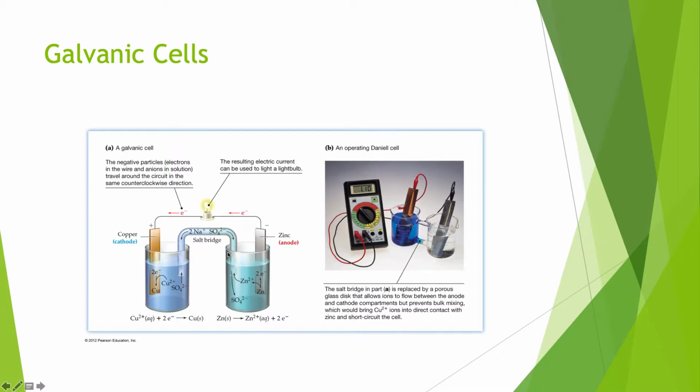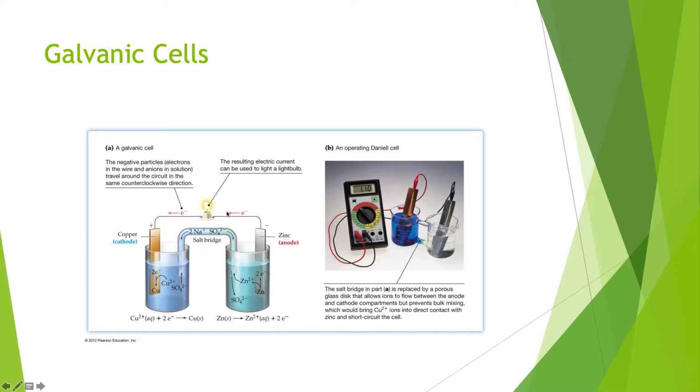The last main feature of all galvanic cells, to keep them flowing properly, is what we call a salt bridge. In this case, we have a salt bridge that has sodium sulfate in it. And really this is just to provide counterions to prevent charge buildup in our cell.